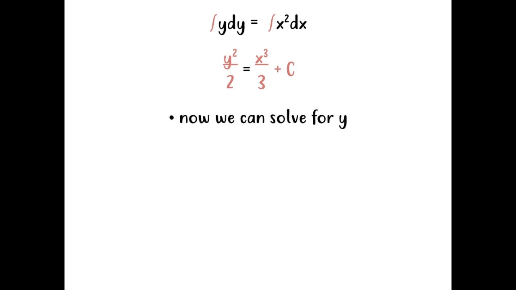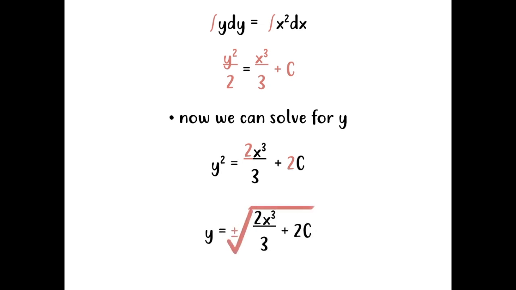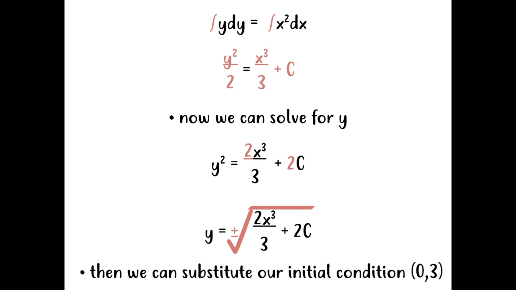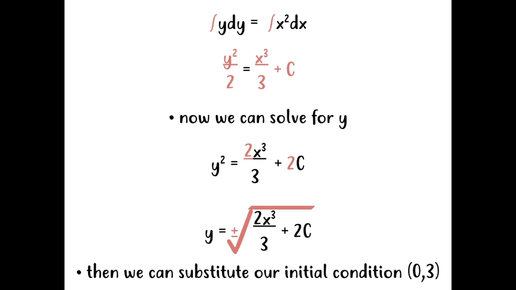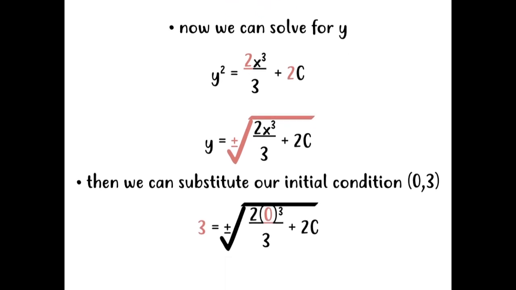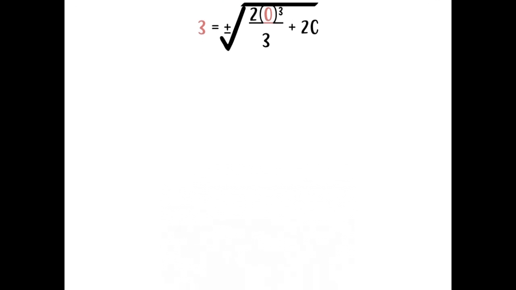So we're going to multiply 2 to both sides, and then we are going to take the square root. So we're going to get y equals plus or minus the square root of 2x cubed over 3 plus 2c. Then we can substitute our initial condition (0, 3). When we do so, we will get 3 equals plus or minus the square root of 2c, and then we can square both sides and get 9 equals 2c, and c equals 9 halves.